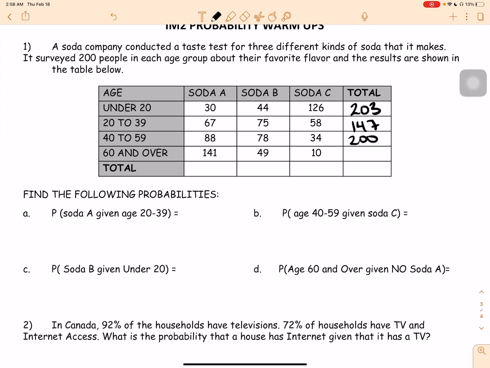41 plus 49 is another 200. Okay. And then let's do for soda A, we have 97 plus 88 plus 141, 300. Wow, a lot of people like soda A. I wonder if any of them will beat them. It looks like soda C has quite a few, but I don't think as many as soda A.